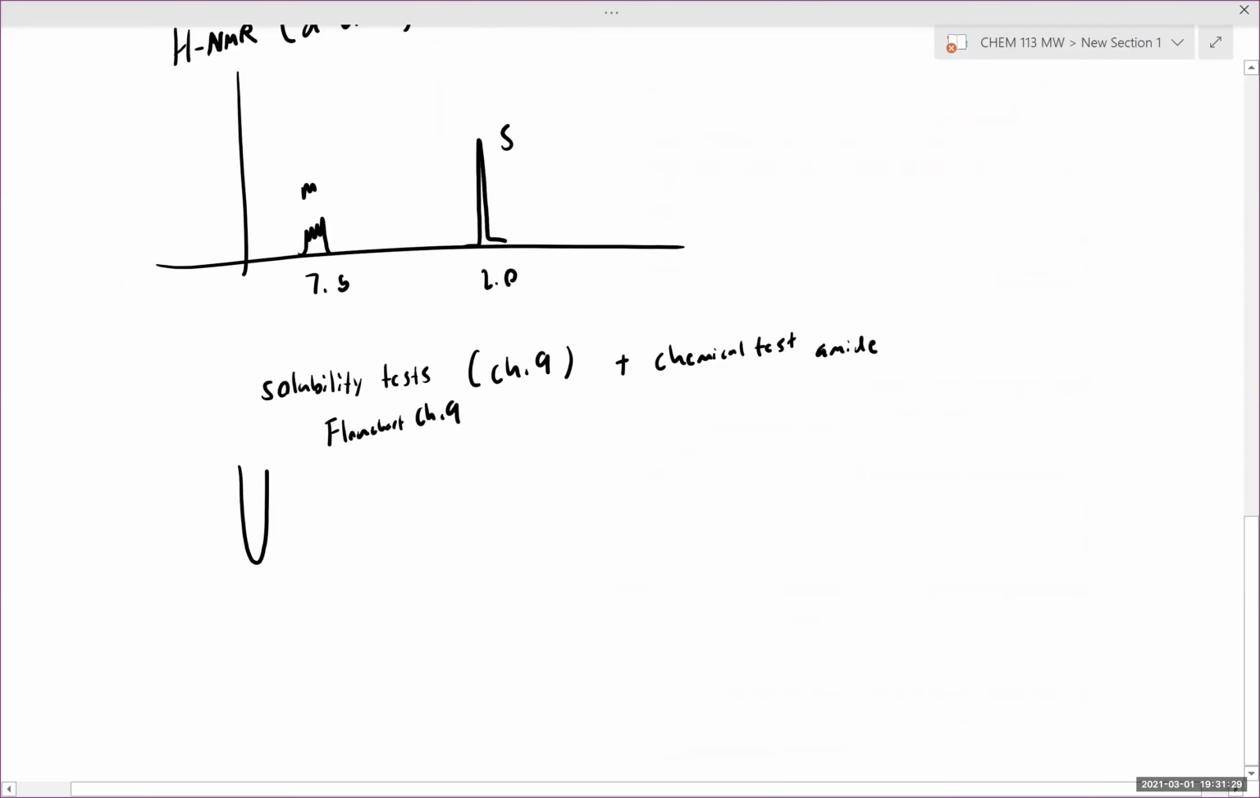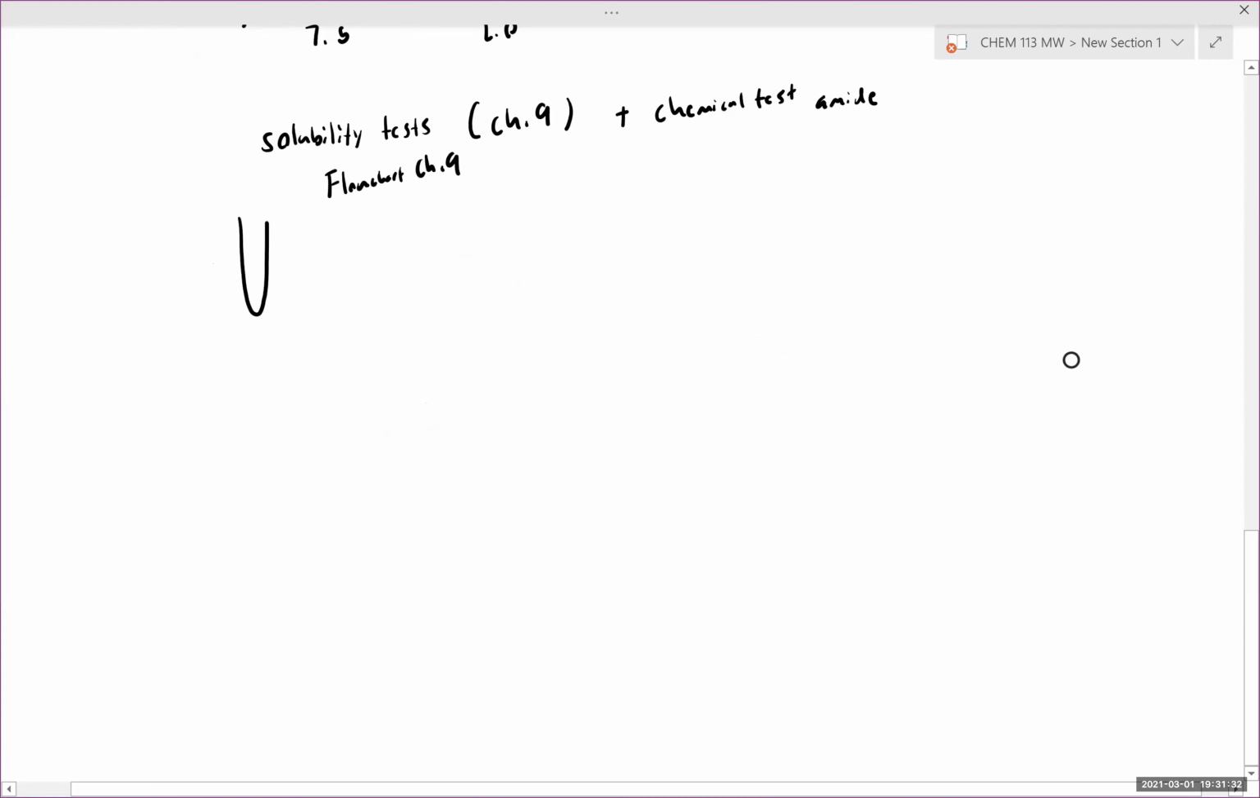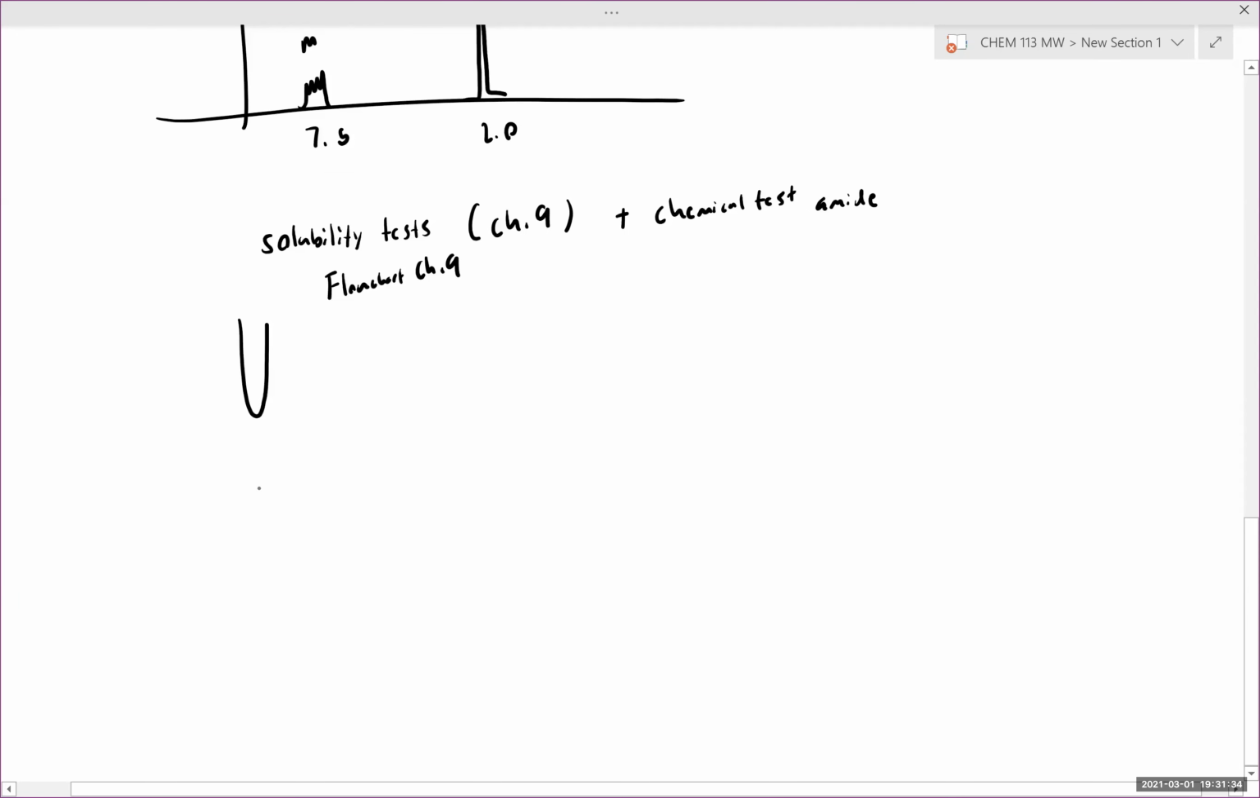So in terms of the chemical tests and in terms of the solubility tests, first things first, we're going to be taking our product and subjecting it to the solubility flowchart. We'll add that in a moment. We're just doing a recap for now. So in the first case, we'll look at the water solubility. Amides are typically soluble in water, while amines are insoluble.